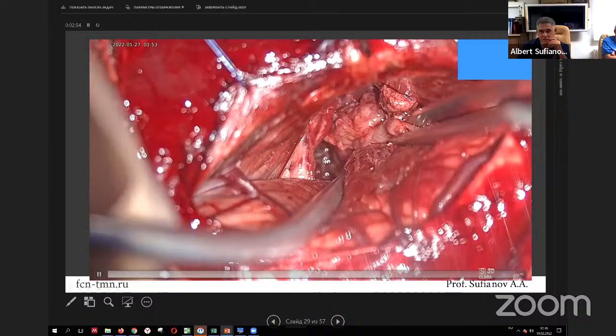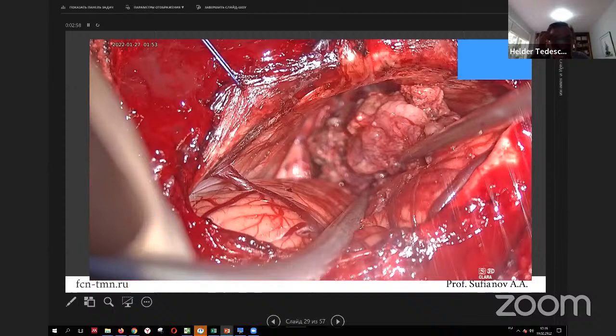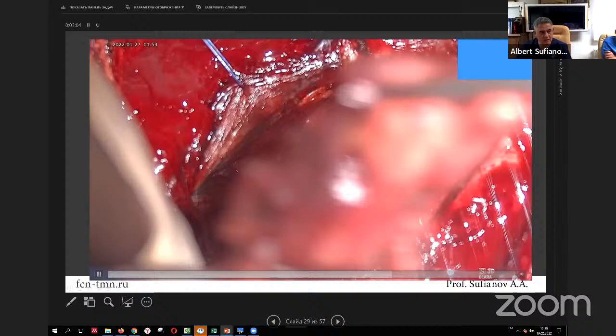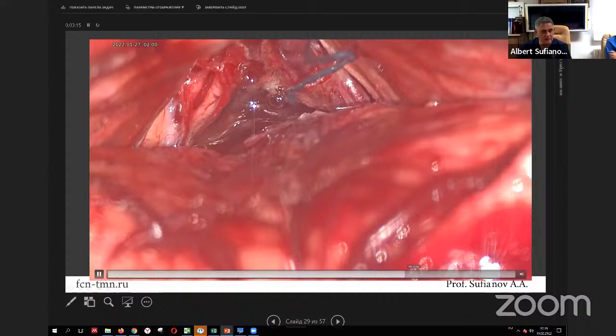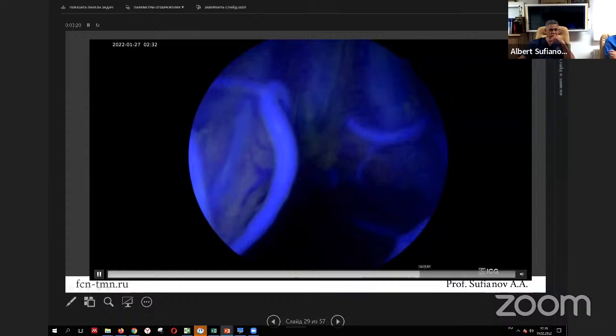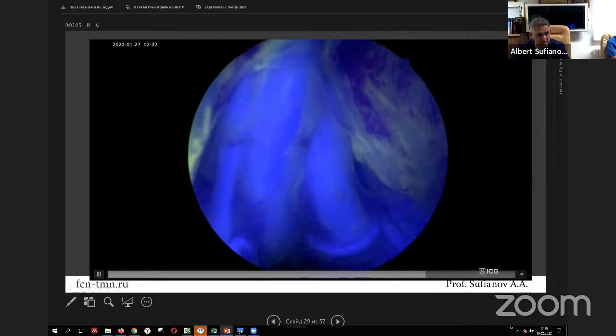And now we dissect all and we remove it in one piece. This is after the removal. When we create the control by ICG, just to see the vessel, the main vein is safe. No disruption. It's very important in this kind of surgery.